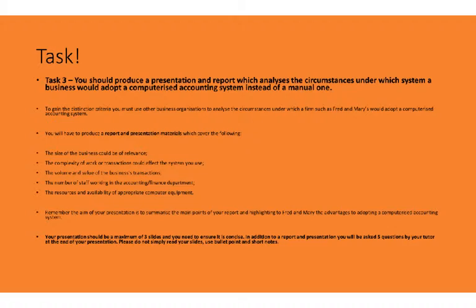So to gain the distinction criteria, you must use other business organisations to analyse the circumstances under which a firm such as Fred and Mary's would adopt a computerised accounting system. You'll have to produce a report and presentation which covers the following. The size of the business could be of relevance, the complexity of transactions could affect the system you use, the volume and value of business transactions, the number of staff working in the accounting finance department, and the resources and availability of appropriate computer equipment.